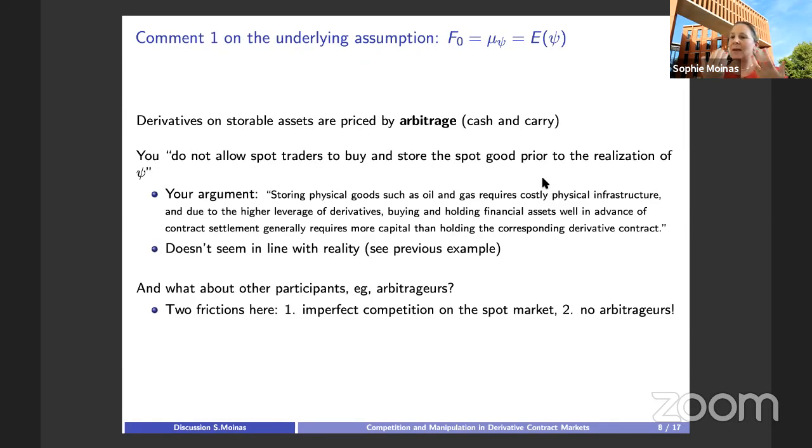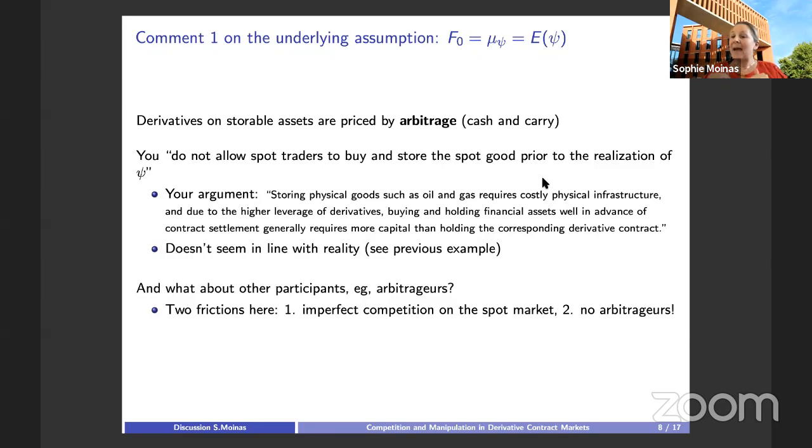Okay, so normally I would have expected an approach of pricing the asset by arbitrage, okay, by cash and carry. The problem is that you do not allow spot traders to buy and store the good, okay, and you mention that it's because it's too costly, while we know that in reality, some people actually do buy and store the underlying assets, okay, and in your model, there is no arbitrageur. Okay, so there is always this tiny question of, well, what if we introduce arbitrageurs in the model?